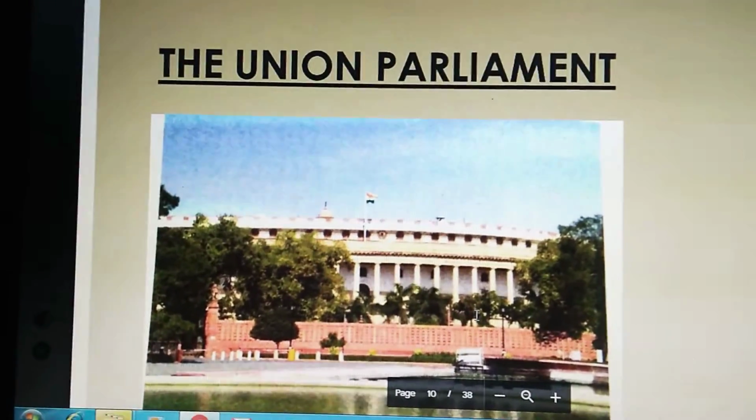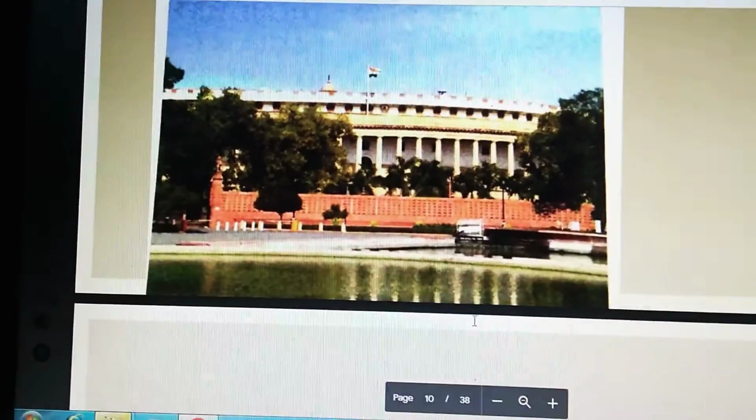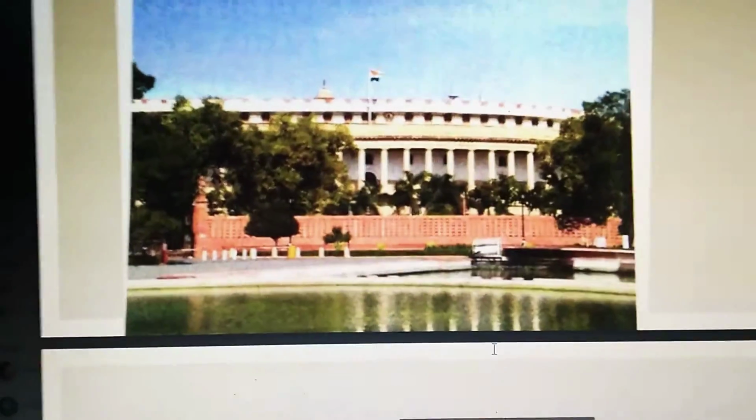Now, in the Union Parliament, you have the House in Delhi.